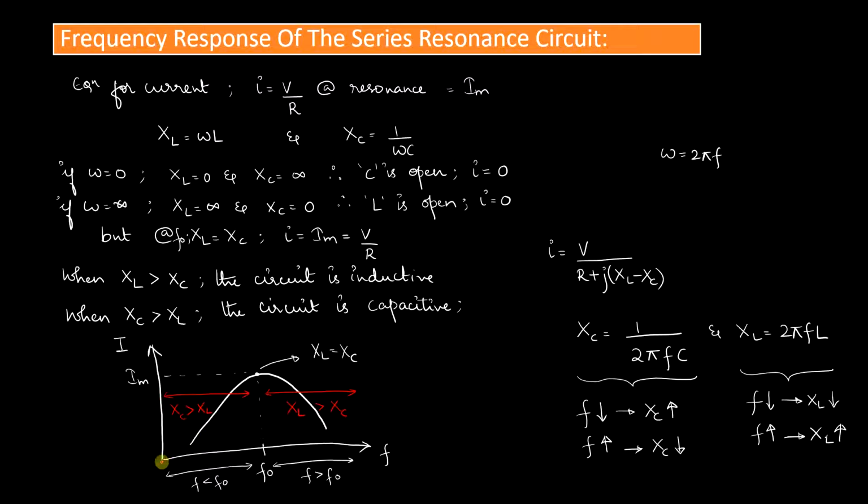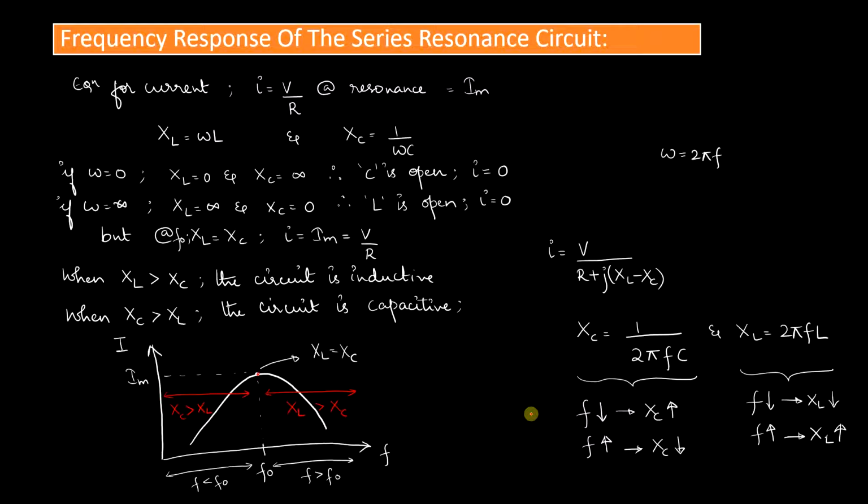When f is equal to 0 and when f is equal to infinity, the current is 0, but in other places you can see which is acting more in comparison to the other, whether it is the capacitive reactance or the inductive reactance. And the resonance condition is obtained at this particular peak, XL equal to XC, where the current is maximum. Clear? So this is the frequency response of the series circuit.